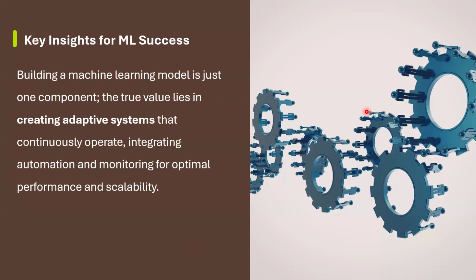So what are the key insights for ML success? To ensure that the ML lifecycle is successful, the real value lies in creating a system that can operate continuously and adapt to changing data. By structuring the workflows into pipelines, automating execution, and monitoring the performance, we can build robust and scalable ML systems.